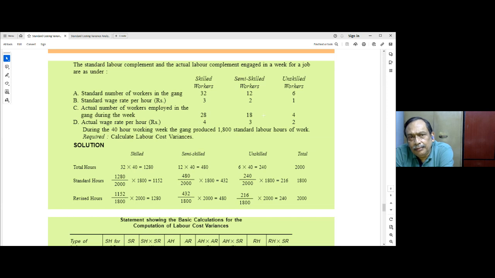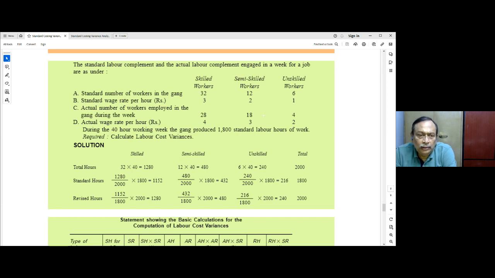The standard labor complement and the actual labor complement engaged in a week for a job are as under: skilled, semi-skilled, unskilled. Standard number of workers in the gang, standard wage rate per hour in rupees. Actual number of workers employed in the gang during the week, actual wage rate per hour. During the 40 hours working week, the gang produced 1,800 standard hours of work. And we are required to compute the labor cost variances.